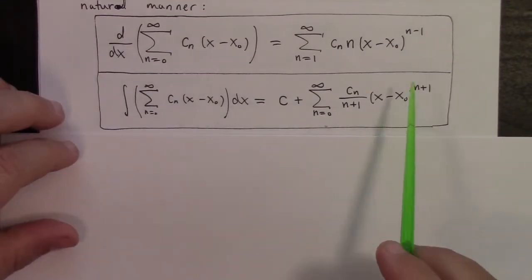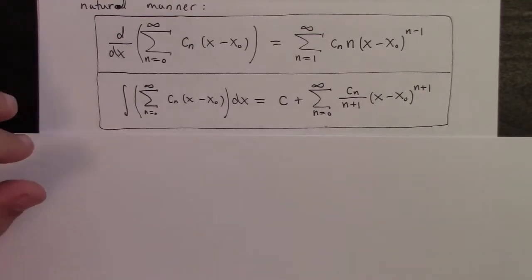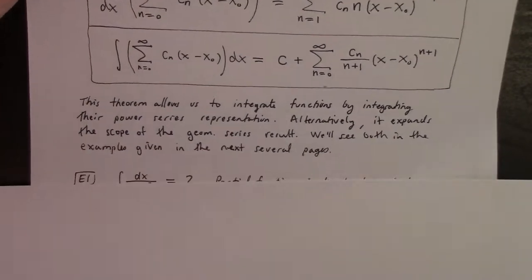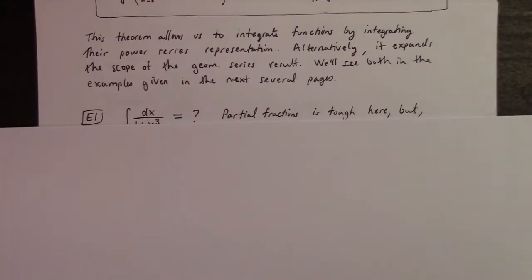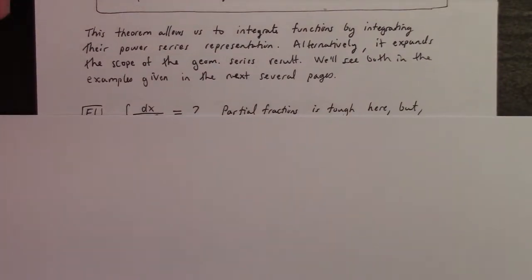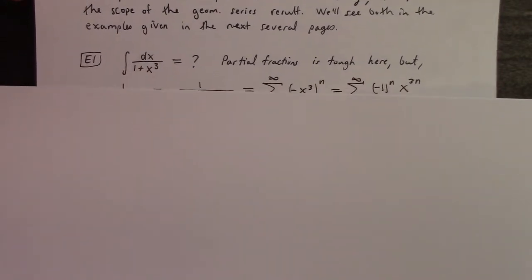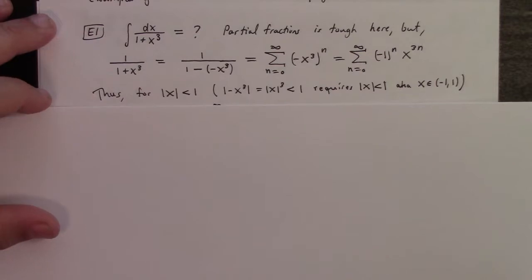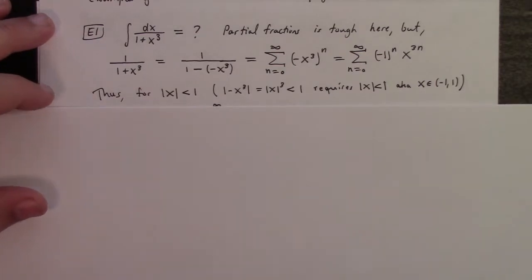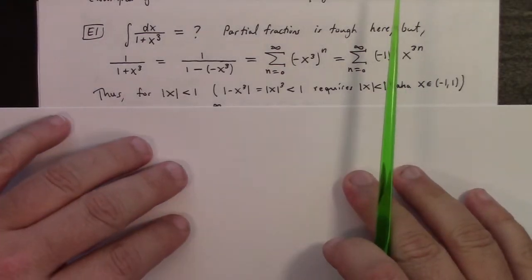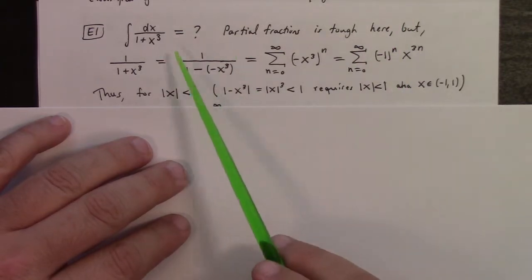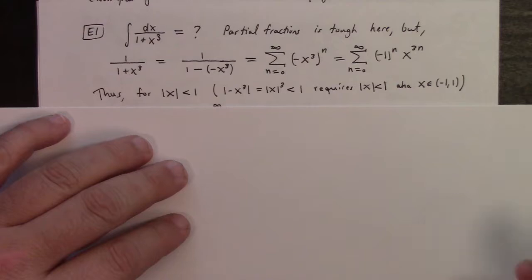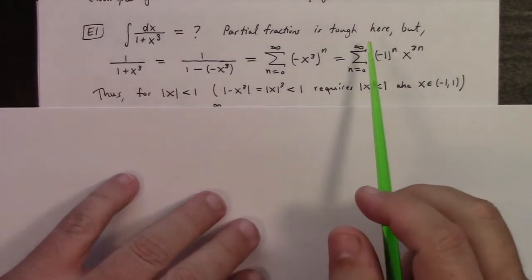So let's see here. This theorem allows us to integrate functions by integrating their power series representation. Alternatively, it expands the scope of the geometric series result. We'll see both in the examples in the next several pages. Here's a good example of how it allows us to do integrals in a kind of weird new way. If we wanted to integrate dx over 1 plus x cubed, we could have before. It would have been partial fractions. It would have been pretty tough, though.